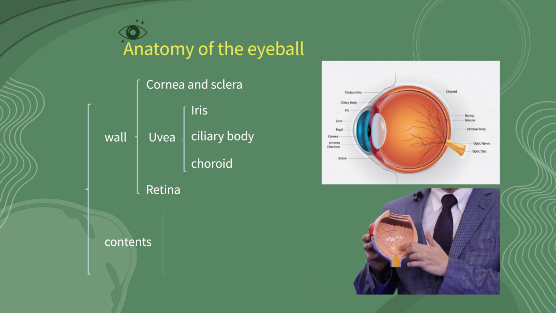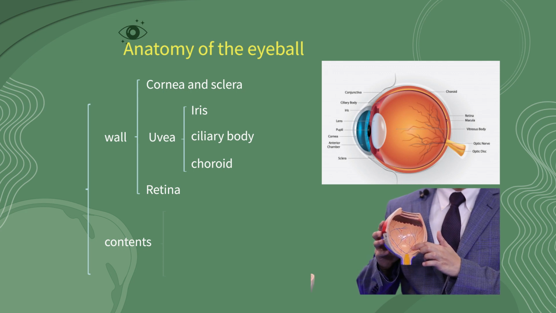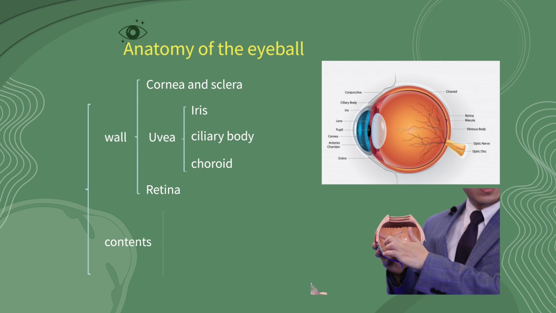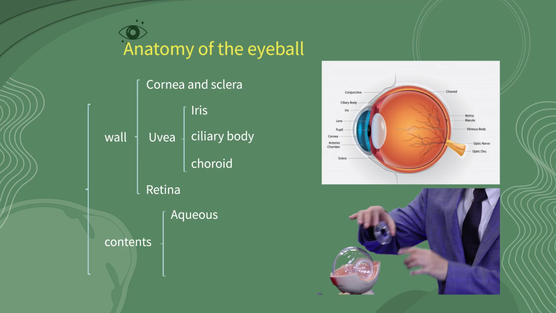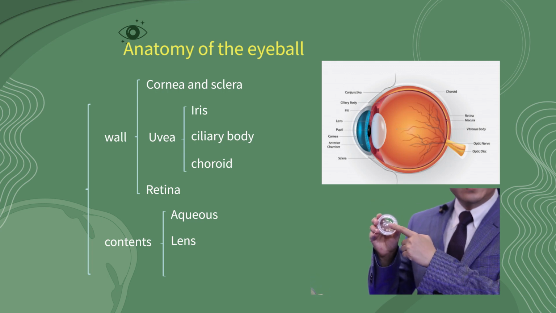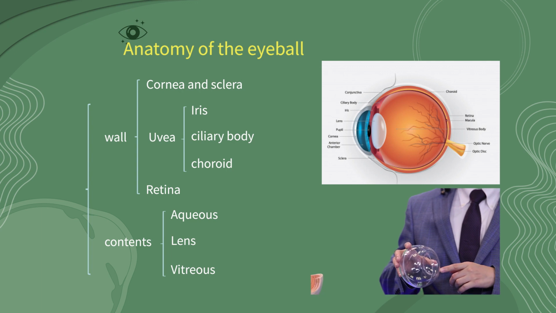The third and the innermost layer, the retina, is responsible for light perception and only found at the posterior part of the eyeball. Now we move on to the contents. There are also three. From anterior to posterior, there are aqueous humor, lens, and vitreous. We will talk about this structure one by one.